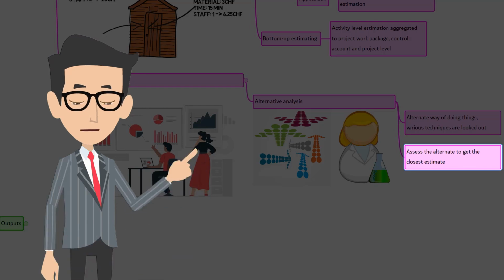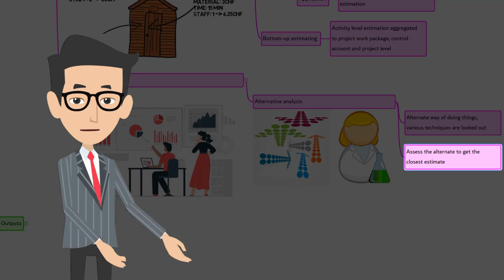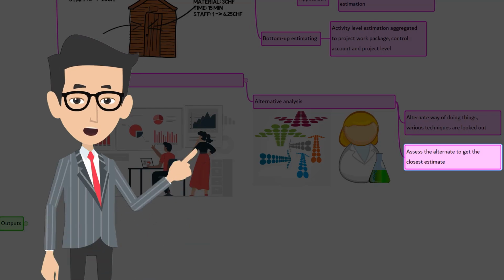For example, based on the estimate, an activity will take 2 weeks to get completed, but the project demands that the activity has to be completed within a week because of other dependencies. Then the team has to assess the alternate ways to accomplish the same work considering other project constraints such as schedule, cost, resource, quality, etc.